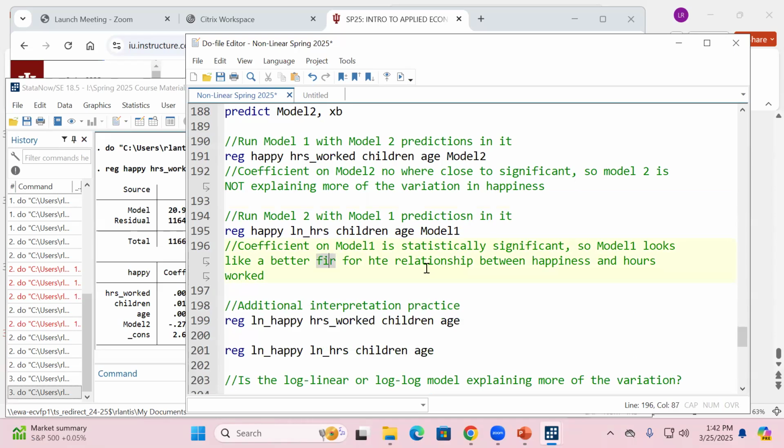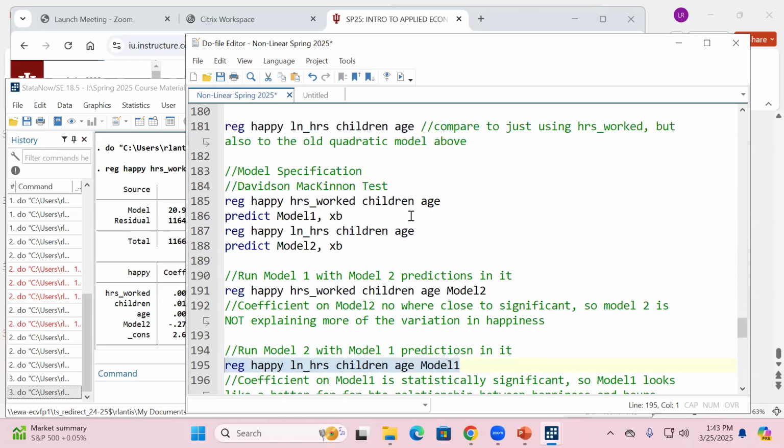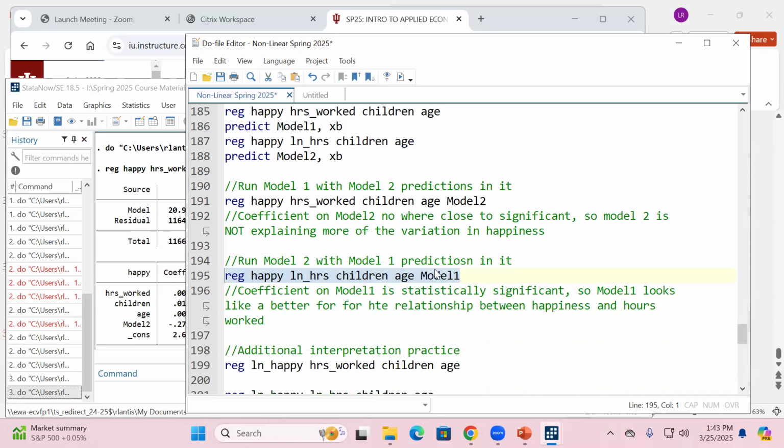This is a typo, so we'll just change this. You can also do the opposite, right? So maybe I run the level log model, but I use the predictions from my level model. Now, what should this indicate? We already know that second model, we couldn't reject the null. So if instead I start out with that second model, but I include my first model, the level model's predictions, what is likely then to be true about the coefficient on my model 1 predictions?